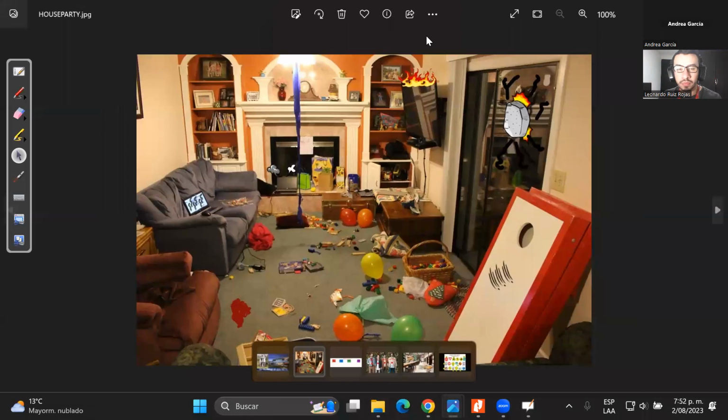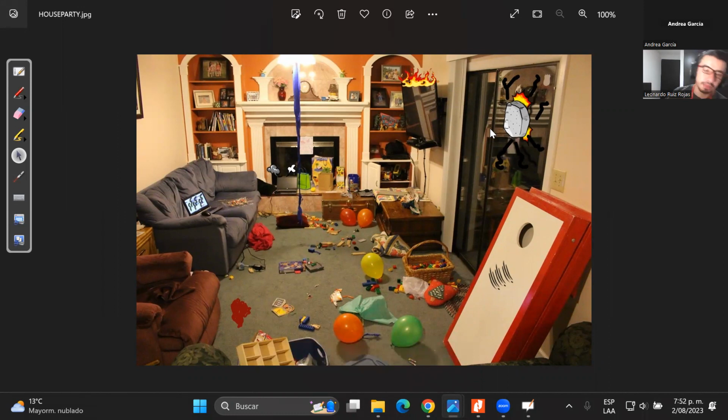So what do you see in that picture? That picture is the living room of a house in which there was a party. Now, of course, the guests made a mess. So what problems do you see in that picture? What happened in that house? Teacher, the TV is damaged. The TV is damaged, no, it's on fire. Okay, the TV is on fire. Good, check.